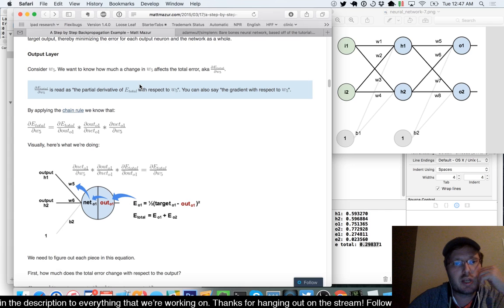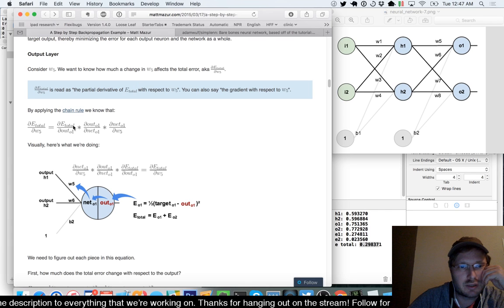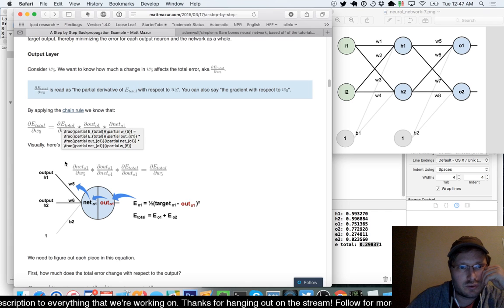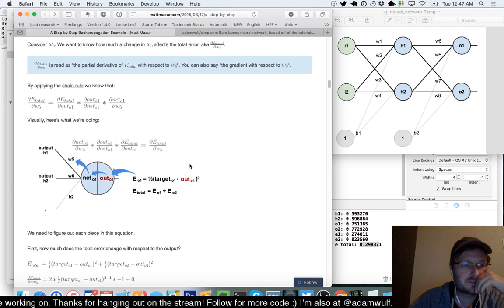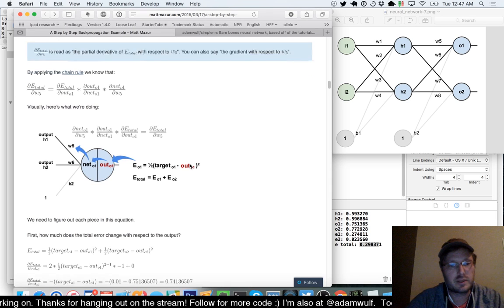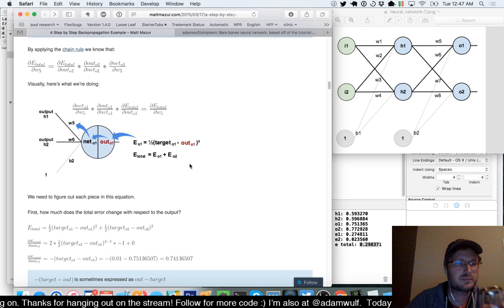Then by applying the chain rule, you know that the d E total to d out of O1, the d out to d net of O1, and d net to W5. Okay, and then he's mathing a lot of things. That's fine. We need to figure out each piece of that.